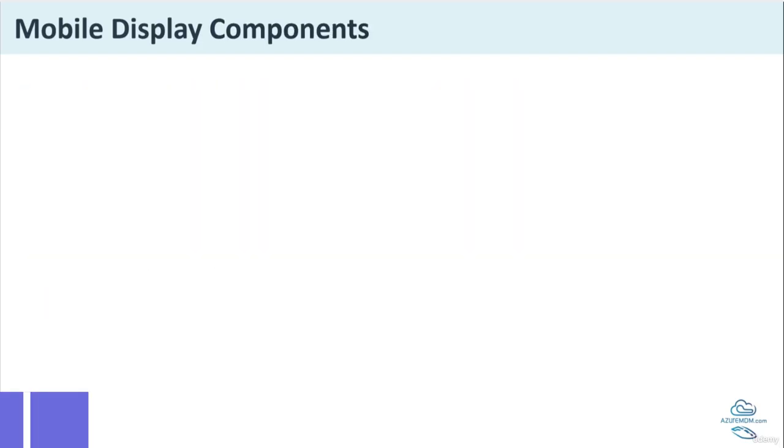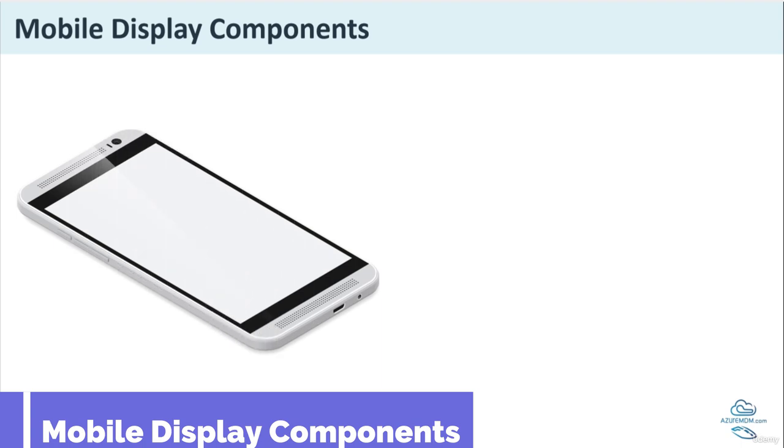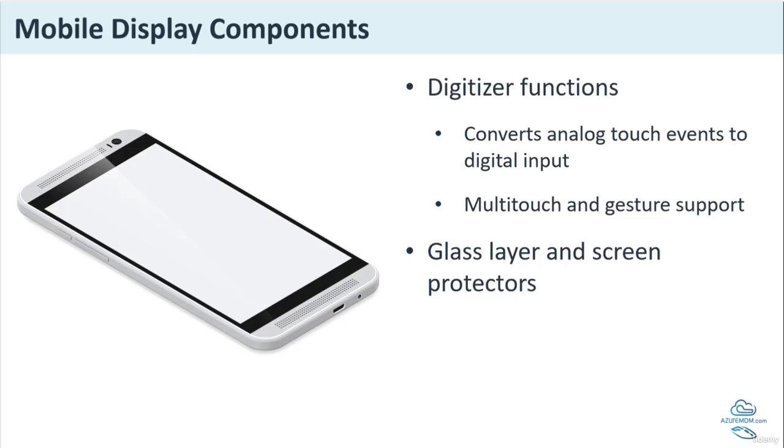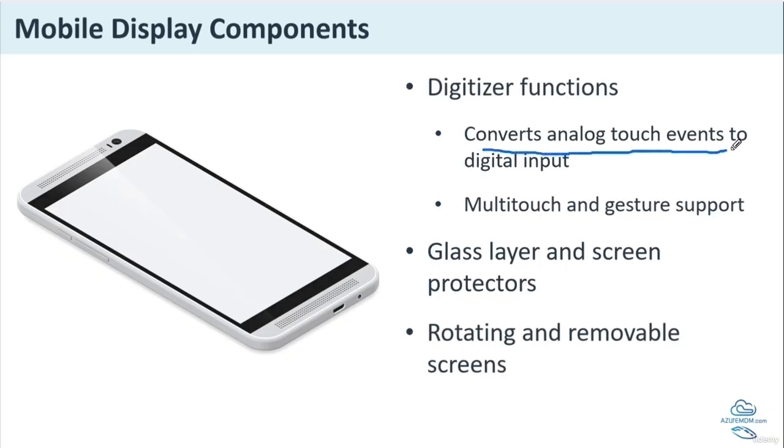Now, we'll understand about the mobile display components. This is a smartphone. We all use this kind of smartphone. The main function is the digitizer function. It converts the analog touch events to digital input. It is multi-touch and it also gives pen support. So you must have seen this kind of phones nowadays.